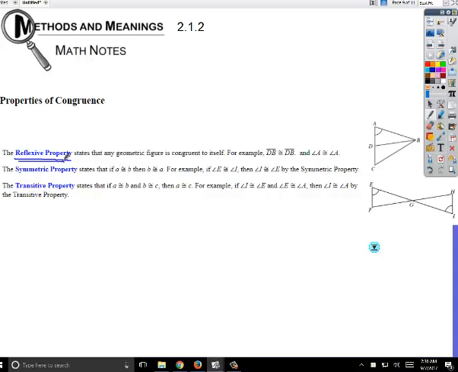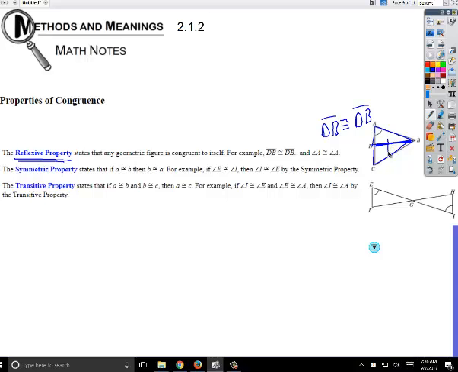Reflexive property works when you have two triangles you're looking at and they happen to share a side. So we say DB is congruent to DB. And that's because it's the same side in both triangles, therefore they're congruent in each triangle. So we end up with that as a tick mark. Very useful.